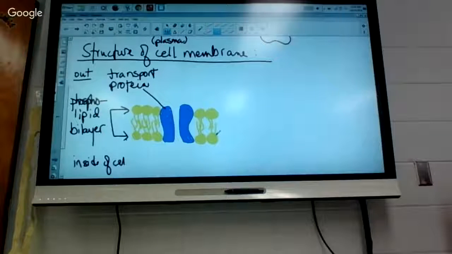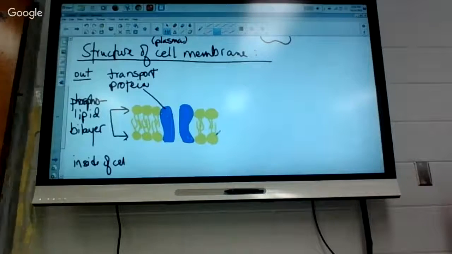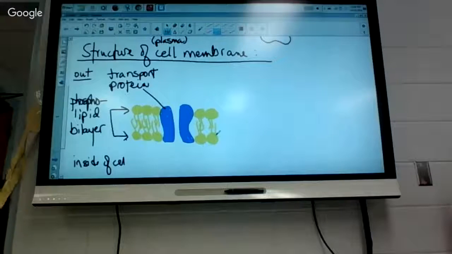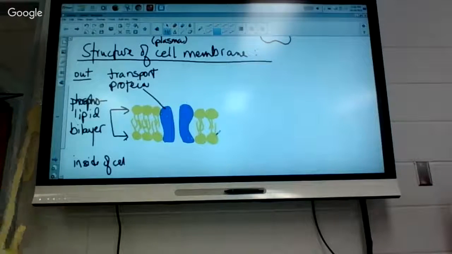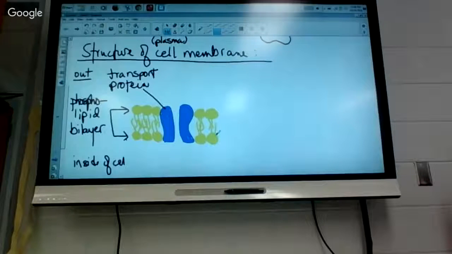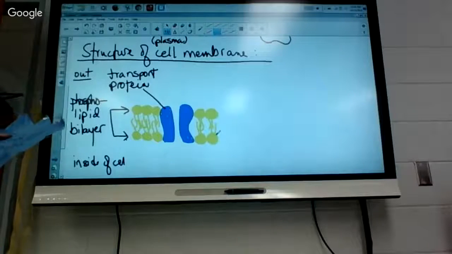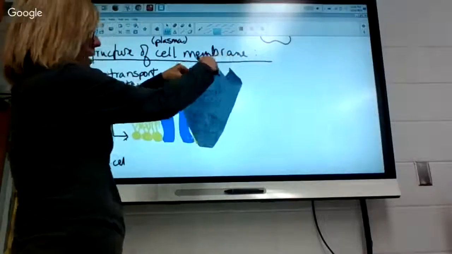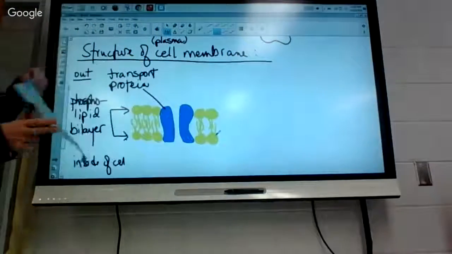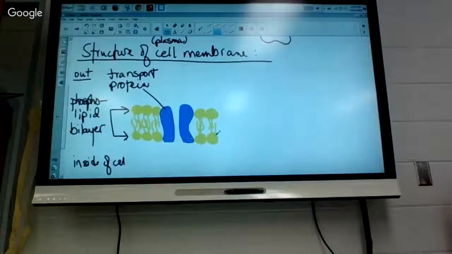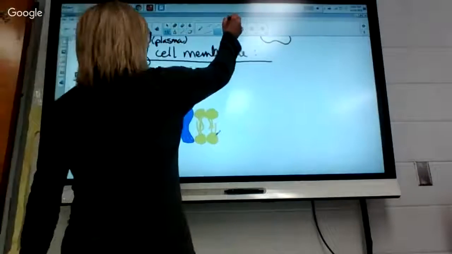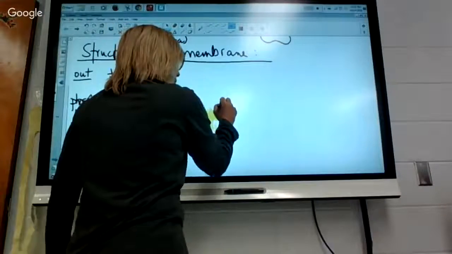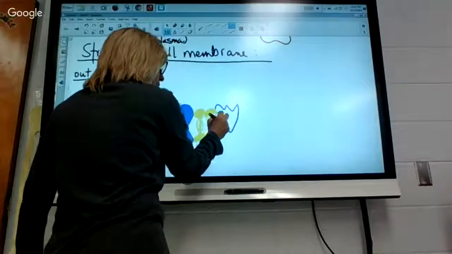Then we're going to draw a different kind of protein. This kind of protein is going to be kind of stuck in the membrane, and it's going to have different shapes, and they're going to be part of cell signaling. We said that there are external factors that can influence a cell's ability to do its job. So we're going to do a receptor protein here. We're going to make it look kind of jagged, and it doesn't pass all the way through.